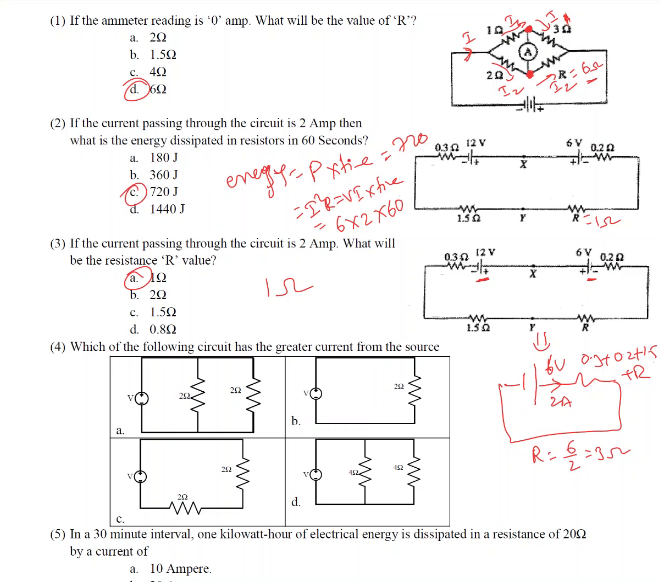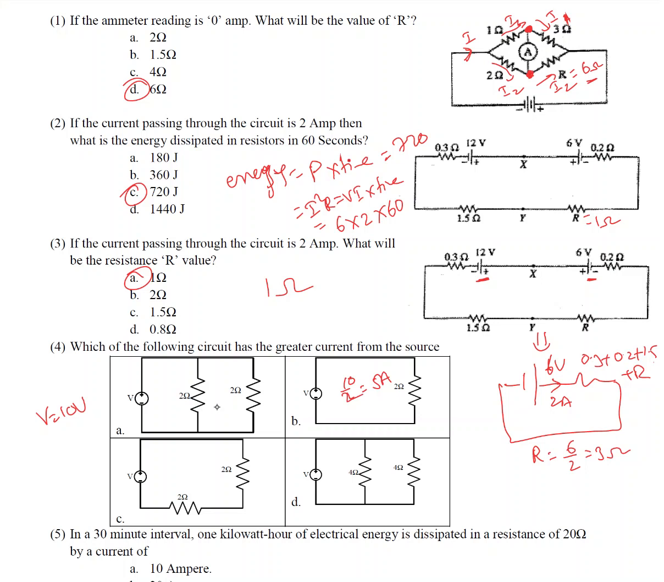Okay. Next one, which of the following circuits has the greater current from the source? So we know that resistance opposes the flow of current. Whichever has the lower resistance has more current passing through it. For the time being, I'm going to take V equal to 10 volts everywhere, since V is the same. In this circuit, 10 divided by 2, this is 5 amperes.